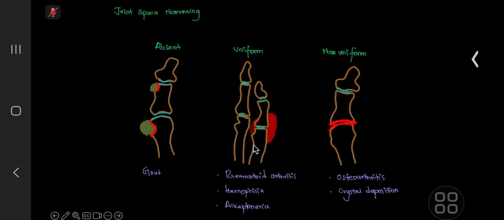And in uniform joint space narrowing, you have to think of these three important differentials: rheumatoid arthritis, hemophilia, and alkaptonuria. Note, especially in rheumatoid arthritis, early changes will present as uniform joint space loss, but as the disease progresses, at the end stages, there will be severe osteopenia and bone destruction and also joint space narrowing. If there is non-uniform joint space narrowing, think of osteoarthritis and crystal deposits.